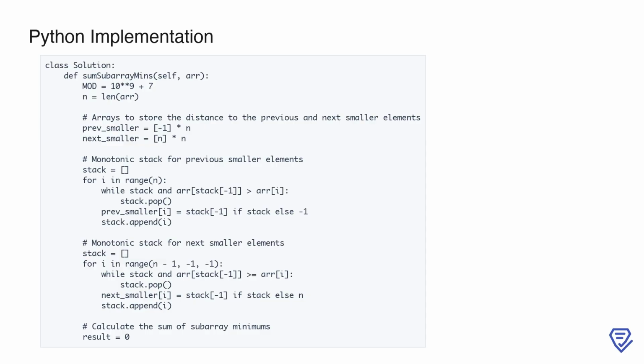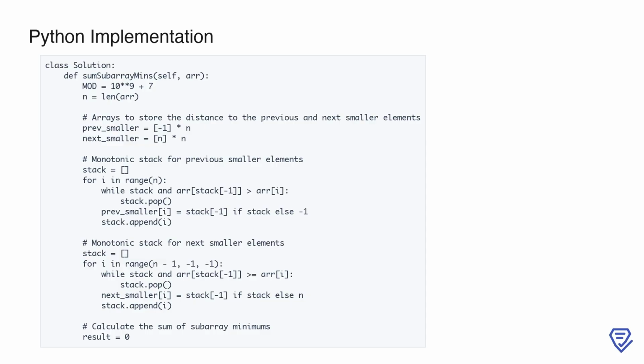Next, we use a monotonic stack to populate the prev_smaller array. The stack helps us efficiently find the last smaller element to the left of the current index. As we iterate through the array, we pop elements from the stack while the top of the stack represents a value larger than the current element. After updating prev_smaller, we push the current index onto the stack.